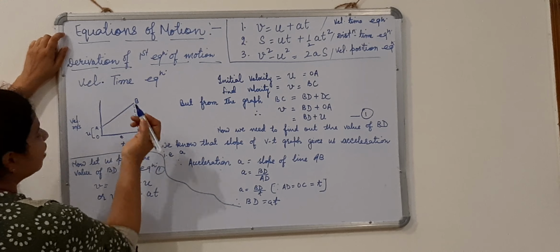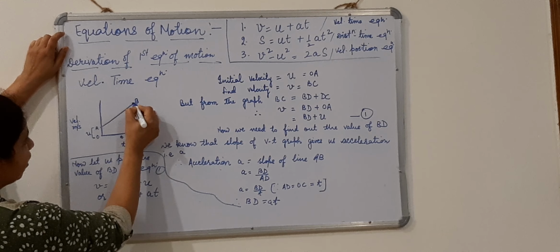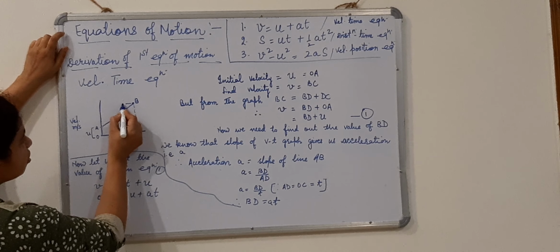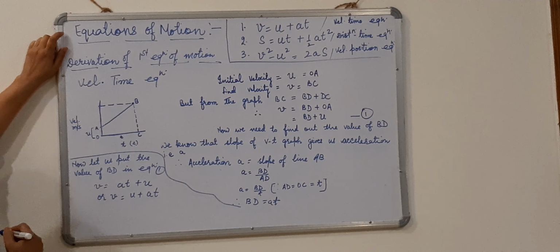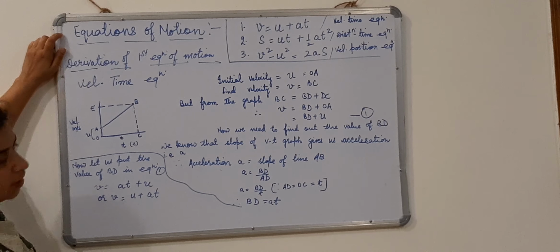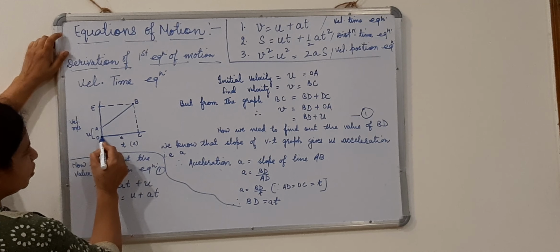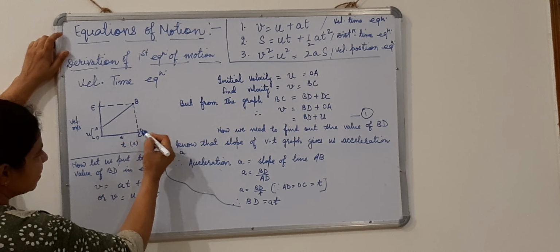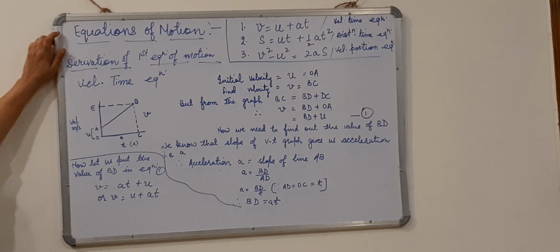Now, how will I find the value of velocity? Because this is the velocity, it stops at this point. Corresponding to this point, I am going to draw another line, and let me name it E. Now it is clear: earlier the velocity was u, this is the initial velocity, and BC is the final velocity, depicted by V.